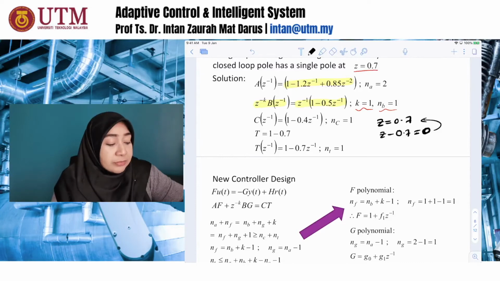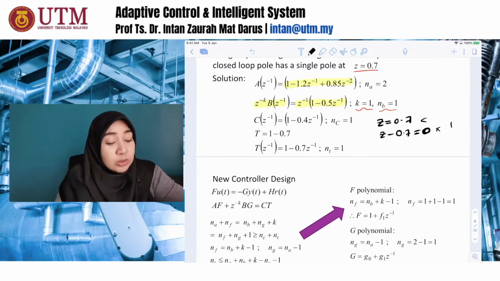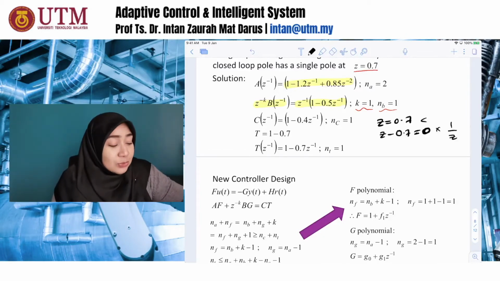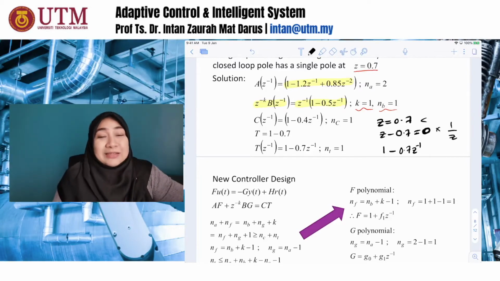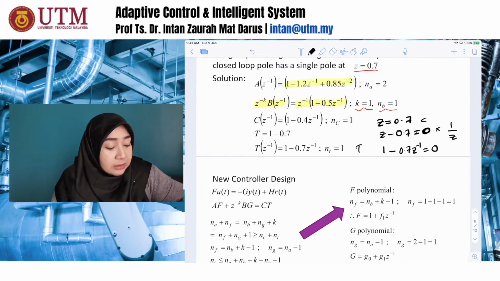If we then divide this equation by z, it is the same as multiplying by 1 over z. So we multiply both sides, left and right, by 1 over z. For the first term, z divided by z becomes 1, and 0.7 divided by z becomes 0.7 z^-1. This is the whole purpose: I want to convert it into a zero-order hold, equivalent to 0. So this is your T in the z^-1 domain.